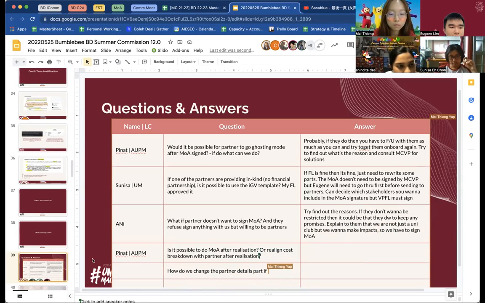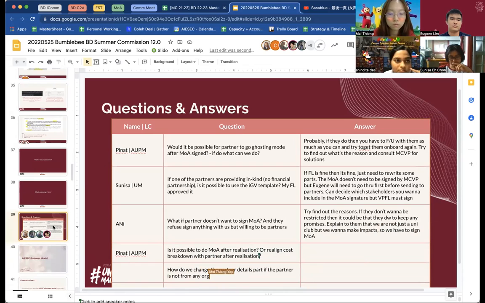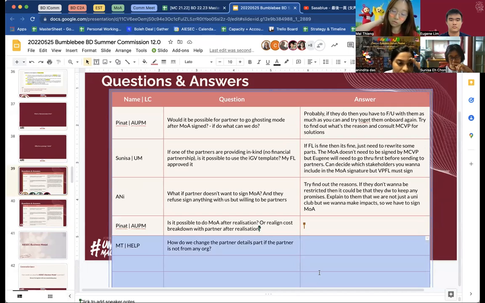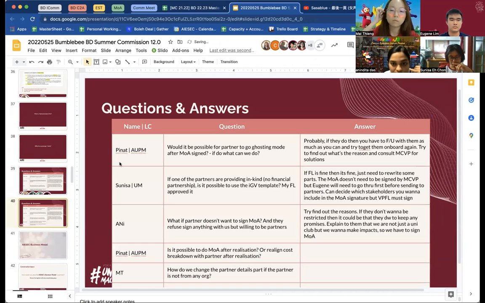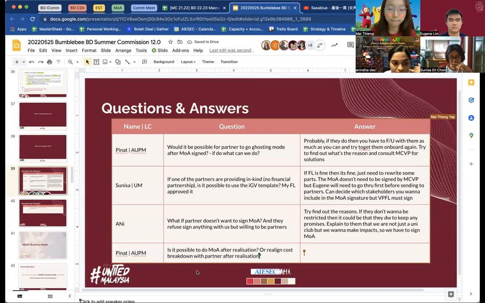Okay. Peanut: is it possible to do MOA after realization, or realign cost breakdown with partner after realization? I'm assuming this means that they don't want to pay first. They want to see their actual results first, and only then decide whether they can pay this amount or not. Is it? Yeah, actually true. Okay. This is a bit complicated.